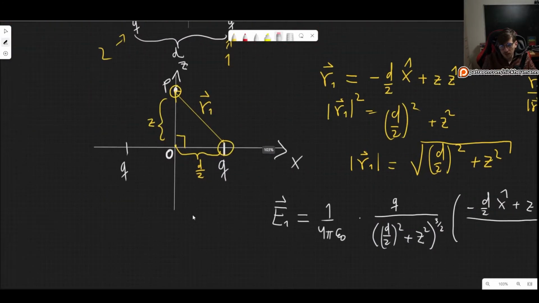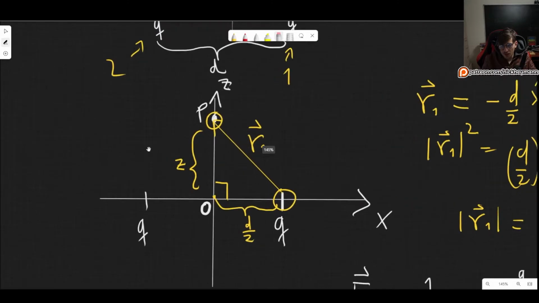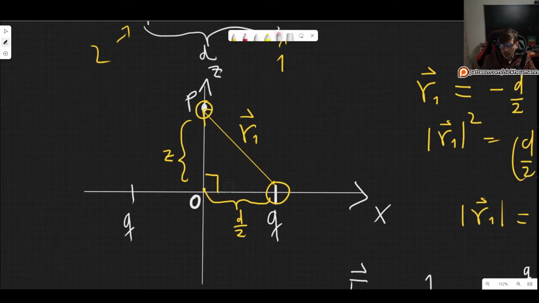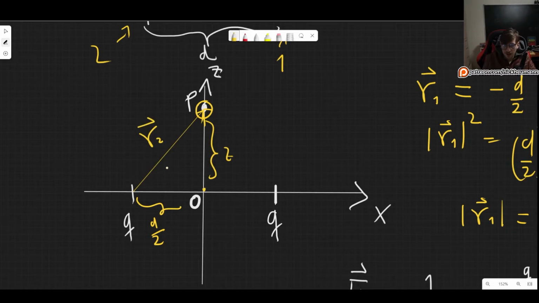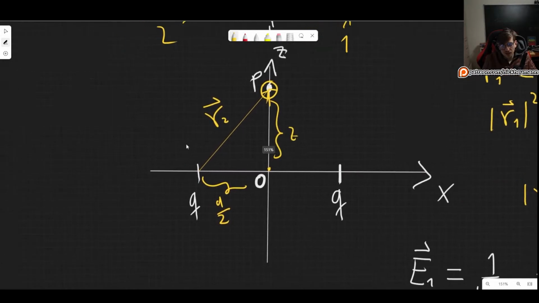Now, what about the other charge? Well, in the case of the other charge, what we have is going to be basically the same thing, but let me show you anyway. So now I'm going to just flip some of these things. This is still z. This is still d over 2. But now we're looking for this vector, which is, as we said, vector r2.